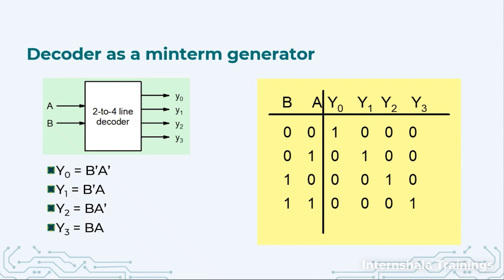If there are 3 inputs, I can generate 8 minterms, and that means using a 2 input decoder I can implement any 2 input function. How can we do that? Well, let us see.